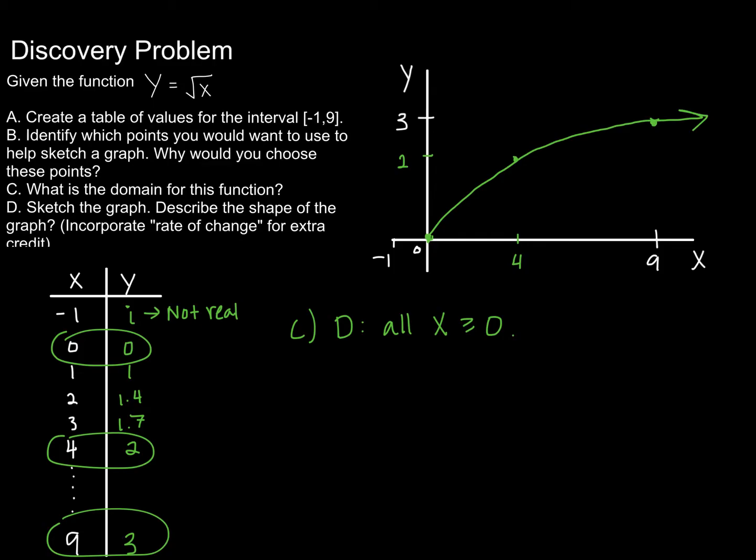Now I want to consider the shape of the radical function here, and what you'll notice is this looks very similar to a parabola, except that it's on its side. So it's half of a parabola on its side, and that should make sense based on what we've talked about with radical functions, the square root function being the inverse of squaring.